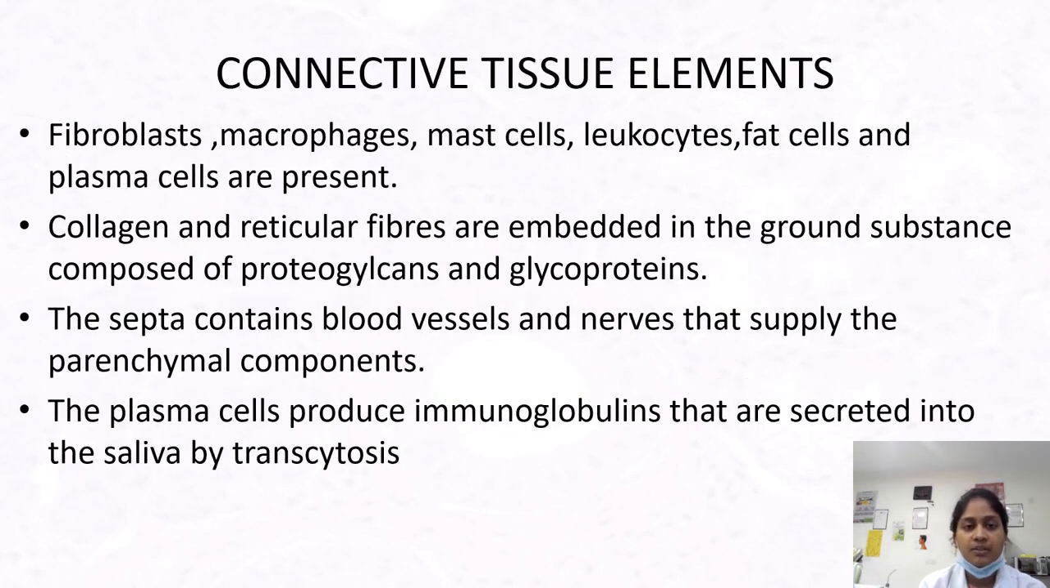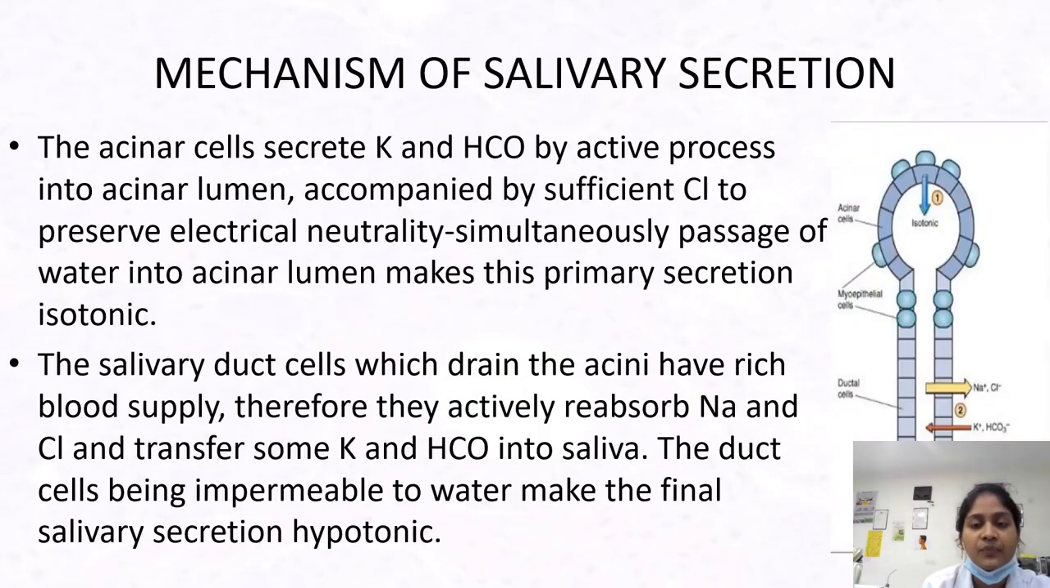The connective tissue elements involve fibroblasts, macrophages, mast cells, leukocytes, fat cells, and plasma cells. Collagen and reticular fibers are embedded in the ground substance composed of proteoglycans and glycoproteins. The septa contain blood vessels and nerves that supply the parenchymal components. The plasma cells produce immunoglobulins that are secreted into the saliva by transcytosis.